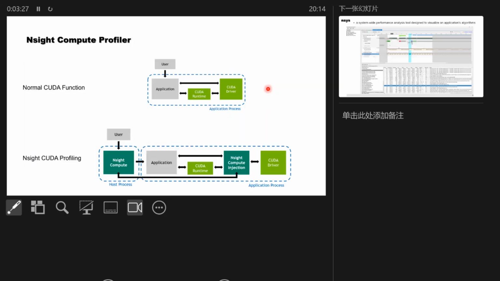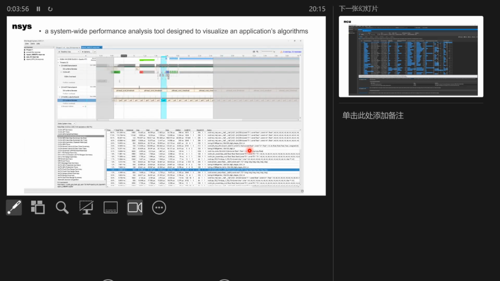Now, let's come to the third part, that is how to profile a program. So the normal CUDA function runs like this. After the user gets an application, you will run it on the GPU, integrating with the CUDA driver and the CUDA runtime environment. And to profile it, you will use the Nsight Compute integrator and the profiler that will look up the application during runtime and get some injection in it.